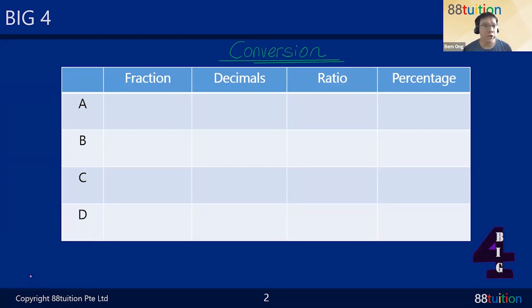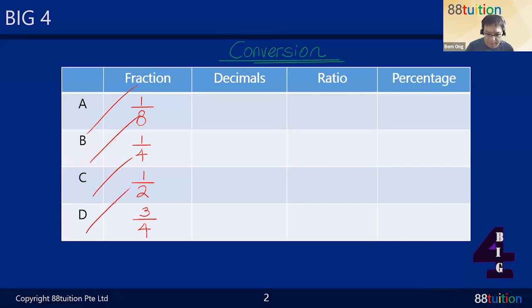So there are 4 kinds of fractions which I need you to remember. The first one is actually 1 over 8. All right, 1 over 8. The second fraction I need you to remember is 1 over 4. The third one is 1 over 2. And the last one is 3 over 4. All right, so I call this the big 4. All right, the big 4 actually consists of the fraction, decimals, ratio, and percentage. But there are 4 fractions to decimal, to ratio, to percentage conversion. I hope that you can remember. All right, it will make your life easier in primary school, trust me. So just try to remember them, can?